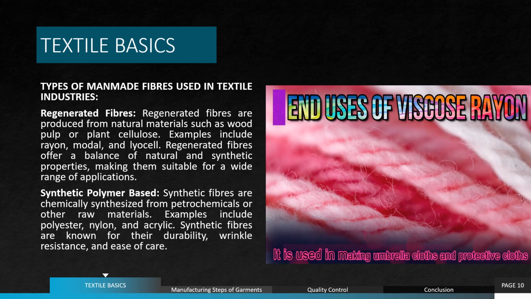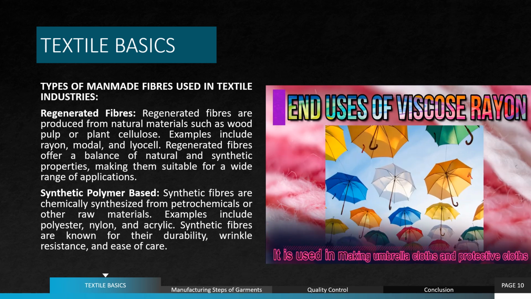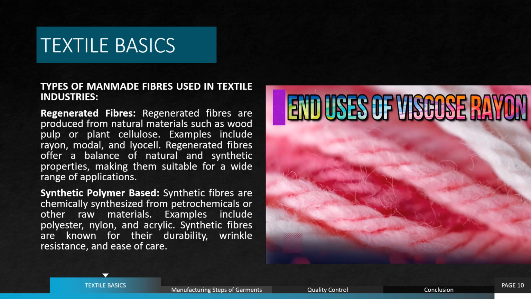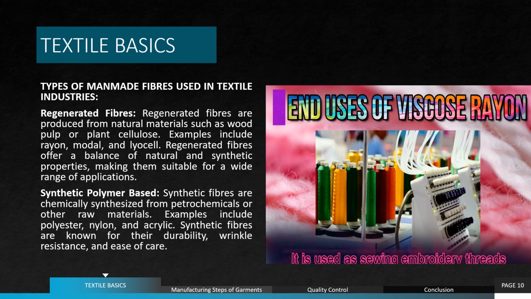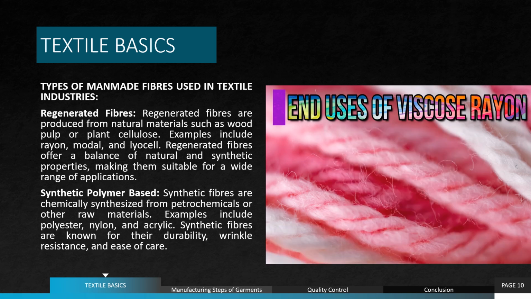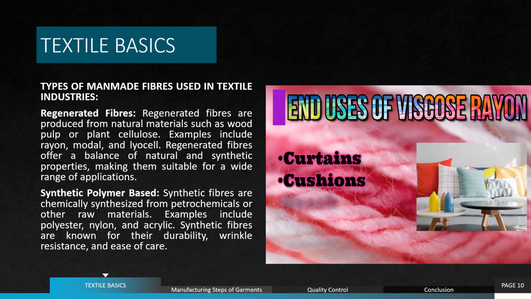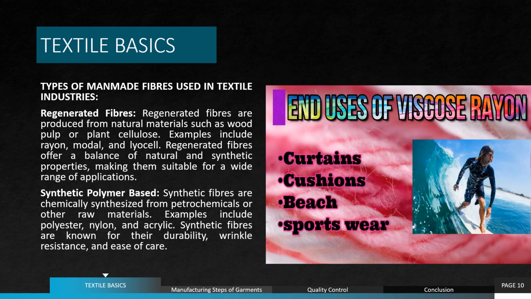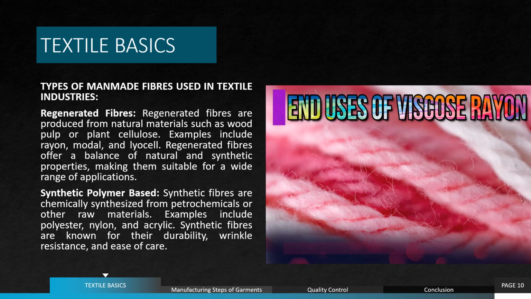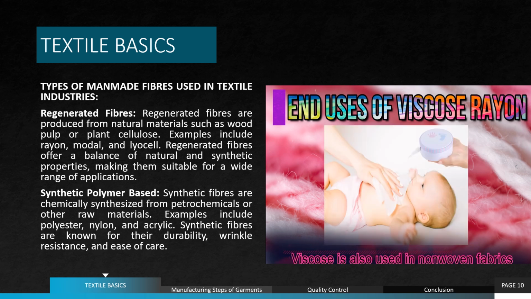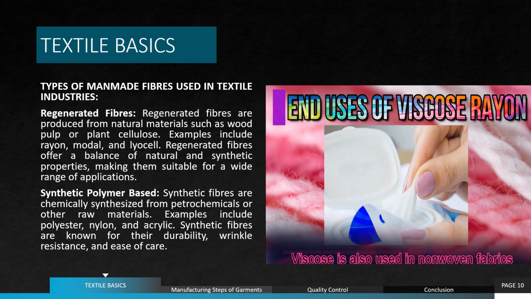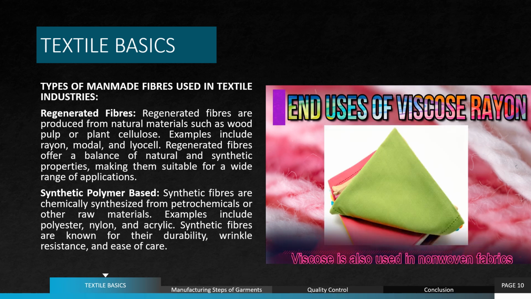It is used in making umbrella cloths and protective cloths. It is used as sewing embroidery threads. Uses in curtains, cushions, beach wear, and sportswear. Viscose is also used in non-woven fabrics for baby wipes, wet wipes, napkins, etc.